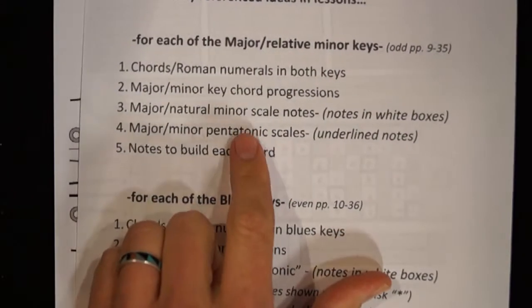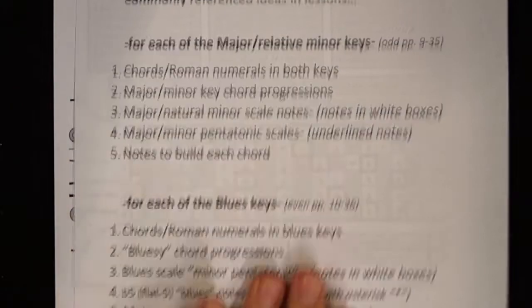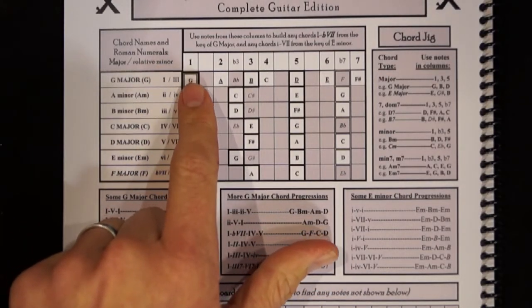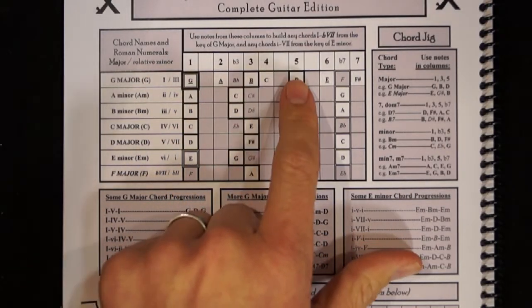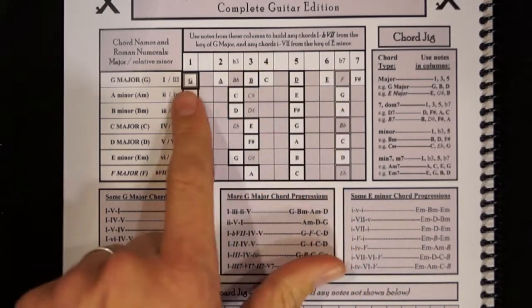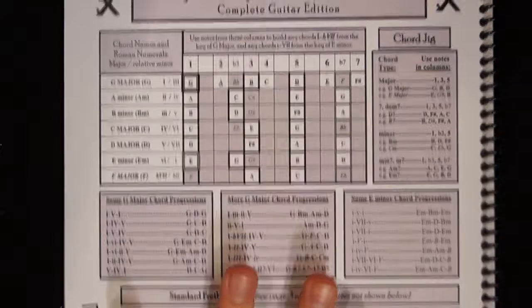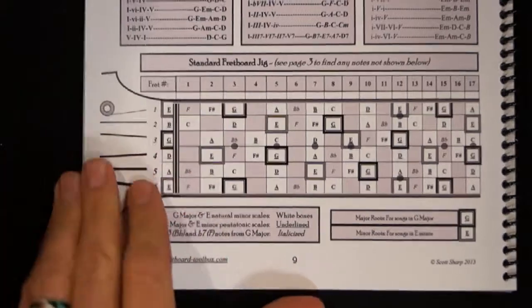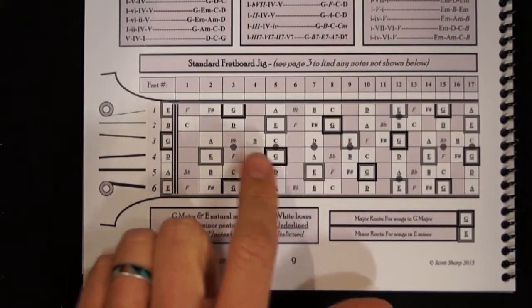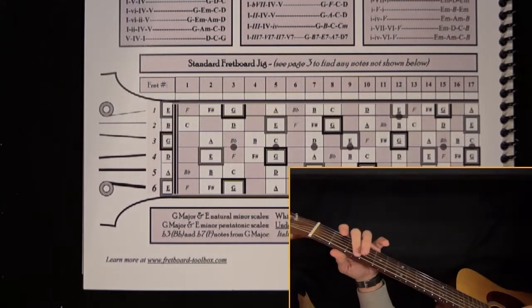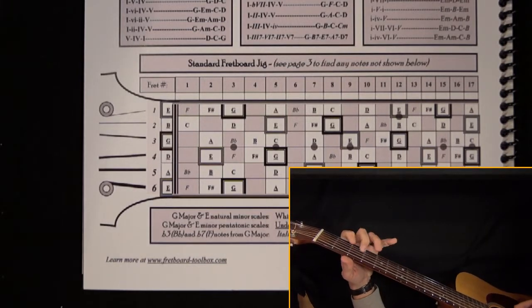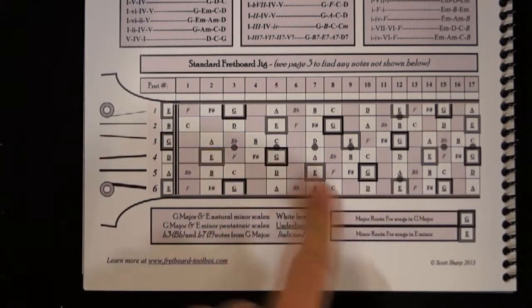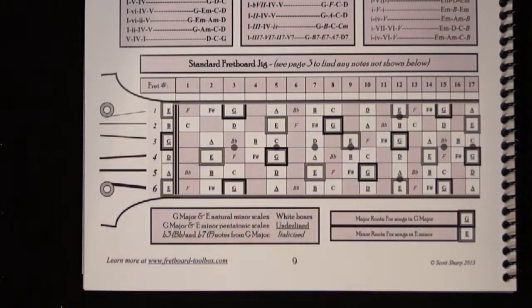And then you'll also run across pentatonic scales a lot. On my books, those are underlined. So the G major scale notes that are the major pentatonic notes are in the 1, 2, 3, 5, and 6 columns. And the cool thing about that is that the G major pentatonic notes are the exact same as the E minor pentatonic notes. So my G major pentatonic scale would be G, A, B, D, E, G. That looks like this.